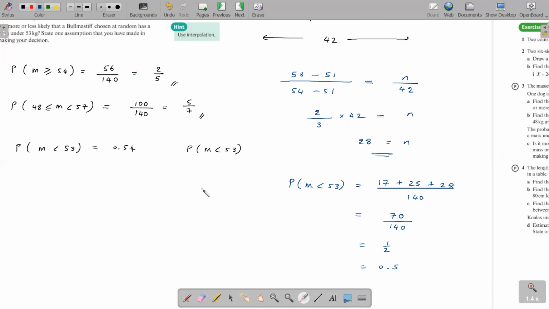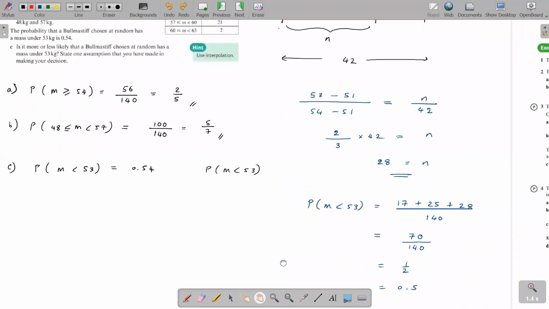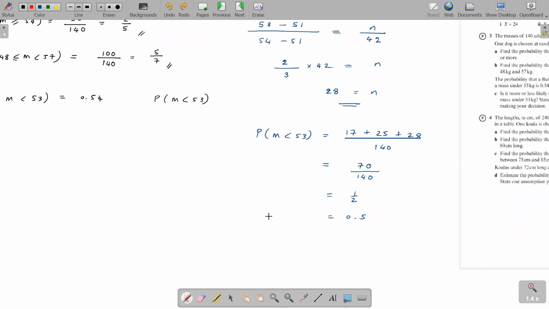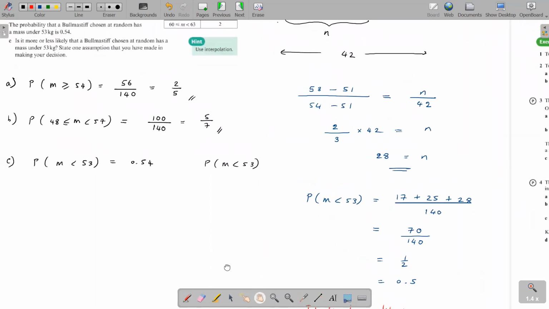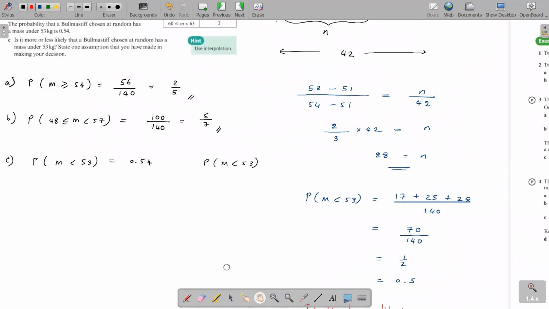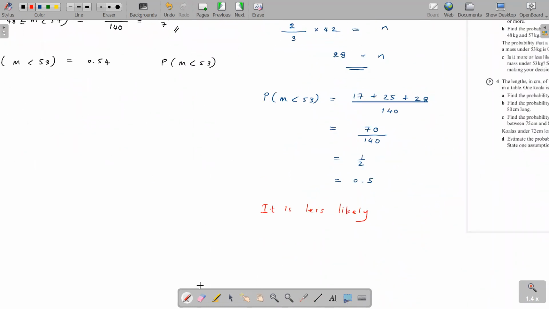So is the probability greater or smaller? I think you can see this is smaller in comparison to this. Okay, so we'll give the conclusion. At the end of the day, since it is lower, we can say it is less likely, because 0.5 is less than 0.54.